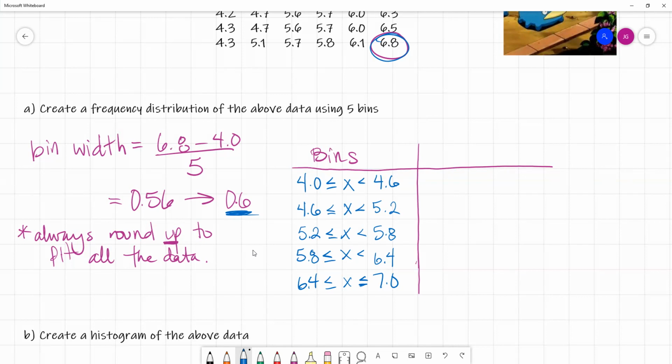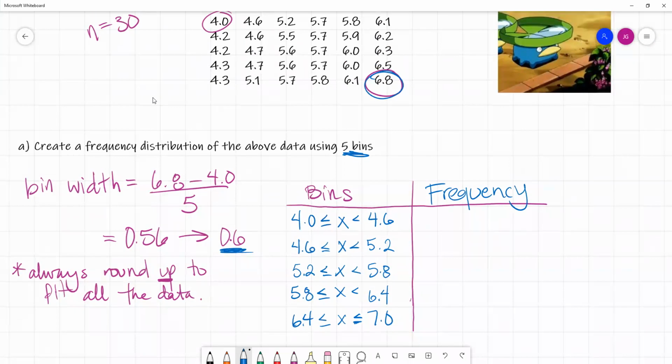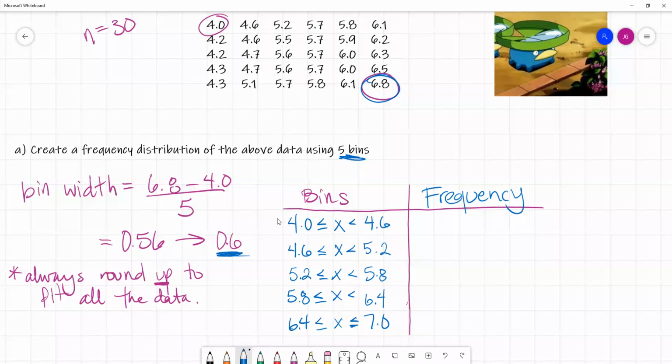All right, I have 5 bins. You always want to make sure it matches the number of bins that you chose or that you were told to use. And now that I have that, we just have to include our frequency. What is our frequency here? It's the amount of data points that fall in this number range. So go up here, start with the first bin. I want all numbers that are between 4.0 and less than 4.6. I don't want to include any 4.6s in this column if I have 4.6.